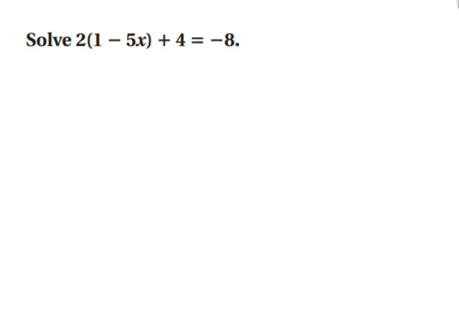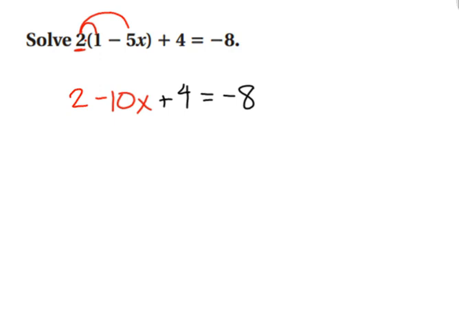All right, next one, we have parentheses with a number in front. This really means 2 times the quantity of 1 minus 5x, and so we need to use the distributive property. So first, I'm going to distribute the 2 and do 2 groups of 1 is 2. 2 groups of negative 5x is negative 10x. So I'm really just multiplying those together to get that expression. And then we'll bring down plus 4 equals negative 8.